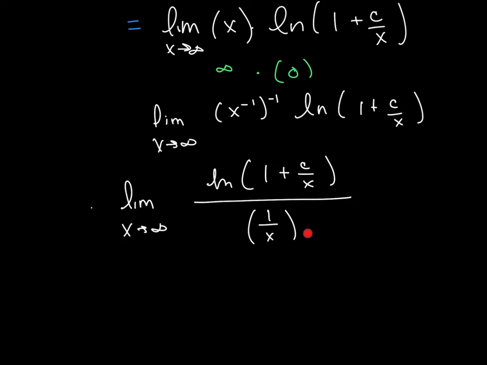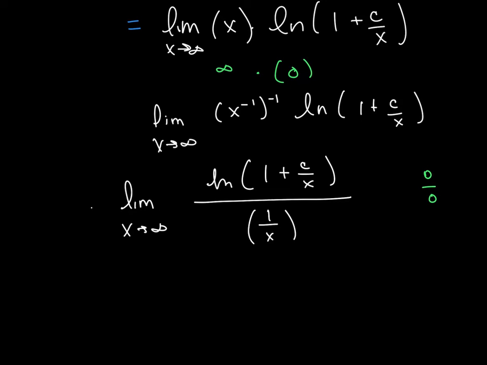All I'm saying is I want to get this in the form so I can use L'Hopital's rule, which I can, because now if I use direct substitution in the denominator, 1 over infinity is going to give me 0, and in the numerator, 1 plus my constant over x will go to 1, and the natural log of 1 is 0. So now it's in L'Hopital's form, which is 0 over 0.